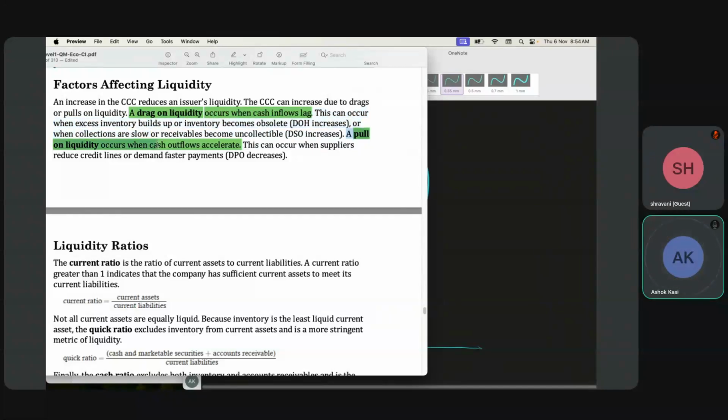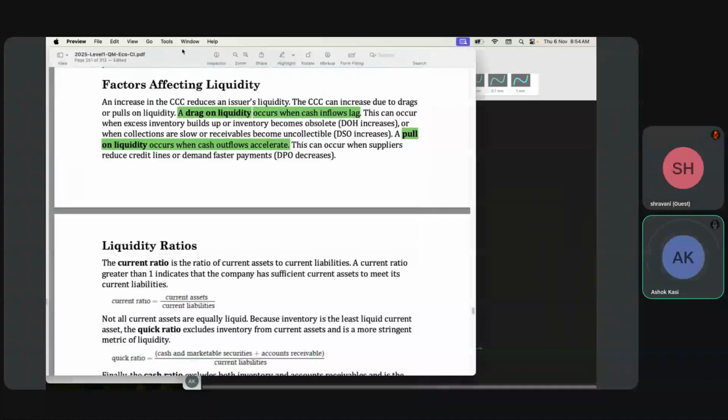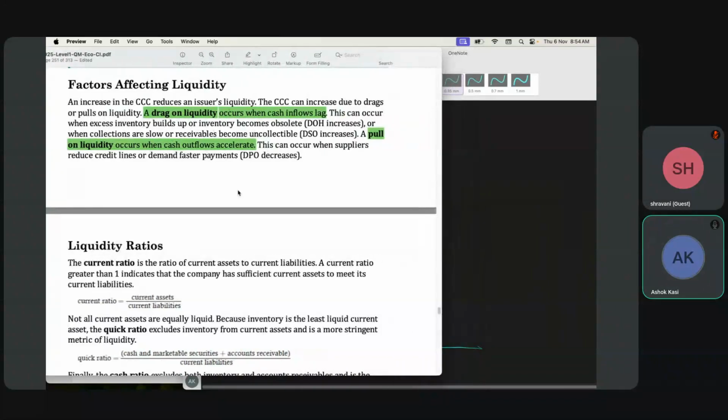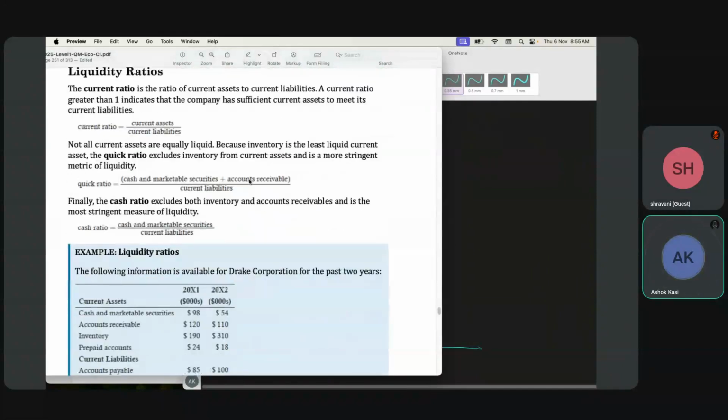Pull on liquidity occurs when cash outflows accelerate. That means you are paying too fast. That is pull on liquidity. Fine. These two terms you should know. Then these are all very common things.